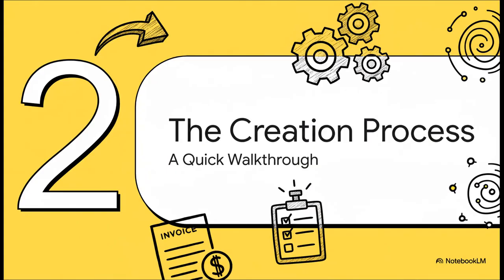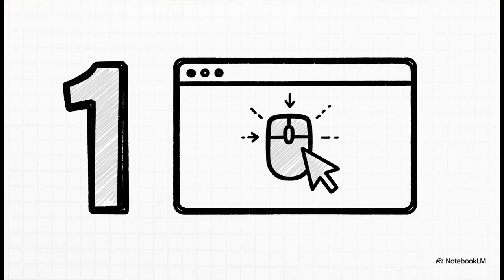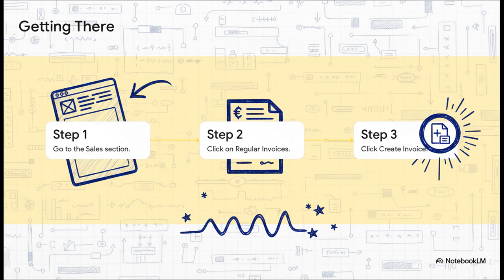So how do we actually whip one of these up? Let's do a quick walkthrough of the whole process. I'm telling you, this is so much faster and more straightforward than you might think. We're going to break it down into 3 super simple phases. Phase 1 is literally just getting to the right screen. Easy enough, right?